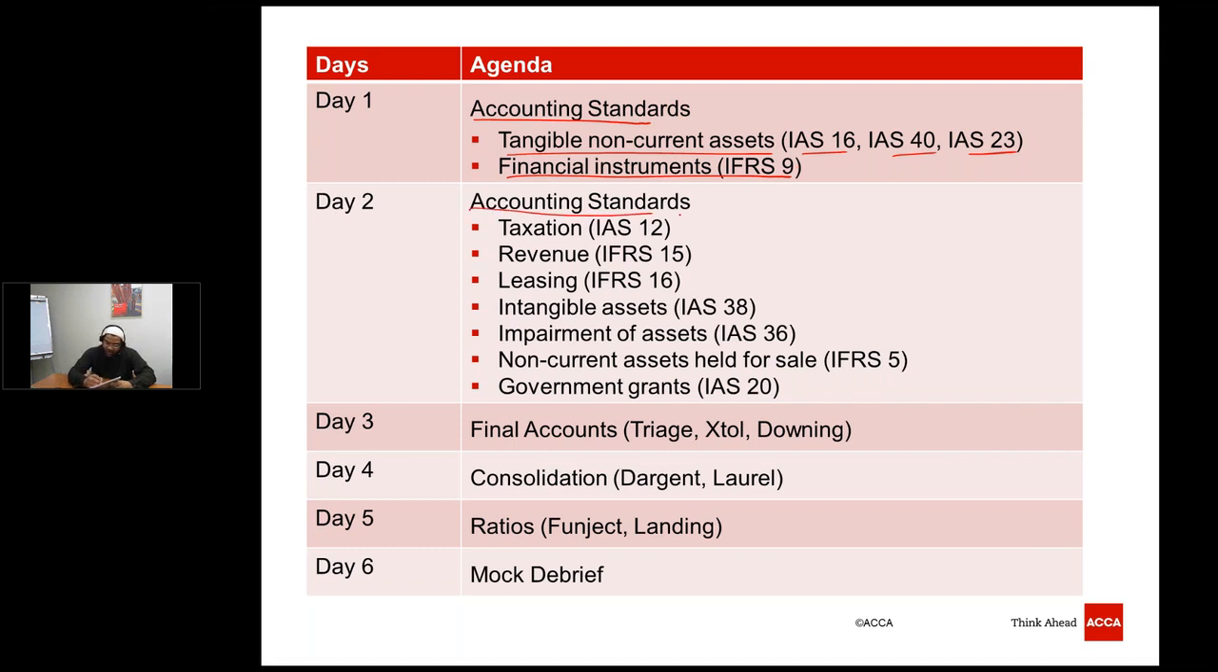In today's accounting standards, we are going to cover IAS 12, IFRS 15, IFRS 16, 38, 36, IFRS 5 and 20. I hope that we get sufficient time to cover all of these areas. The final accounts question that was previously planned for today, I have moved to tomorrow's session. Then we'll be continuing with consolidation, ratios, and then the final mock brief.